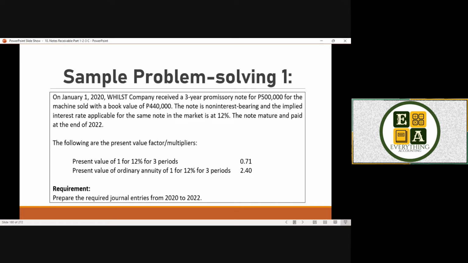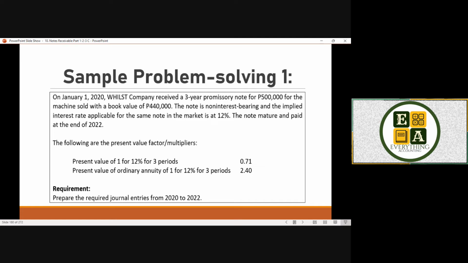So let us apply everything else in a problem solving. On January 1, 2020, Wiz Company received a 3-year promissory note for 500,000 for the machine sold with a book value of 440,000. The note is non-interest bearing. So we have a clue that the note is non-interest bearing. And the implied interest rate applicable for the same note in the market is at 12%.